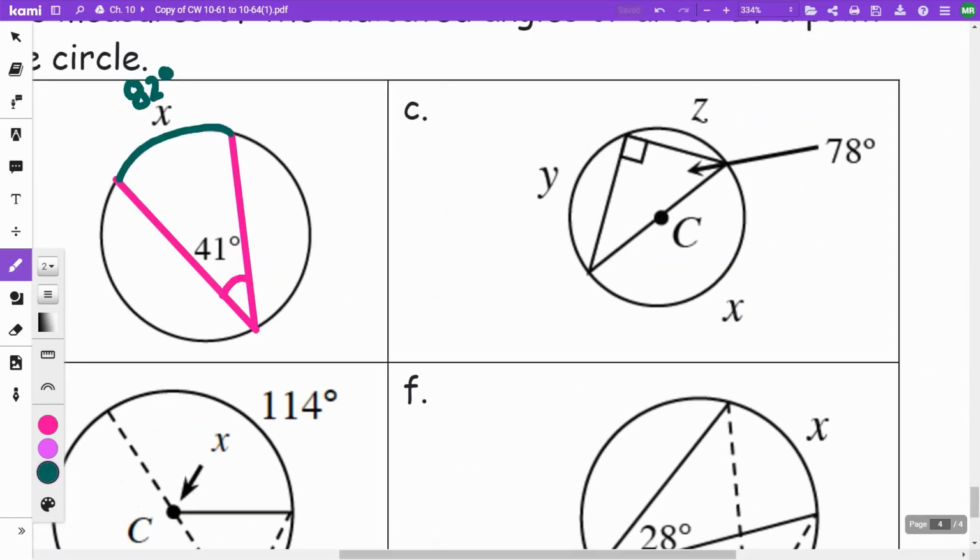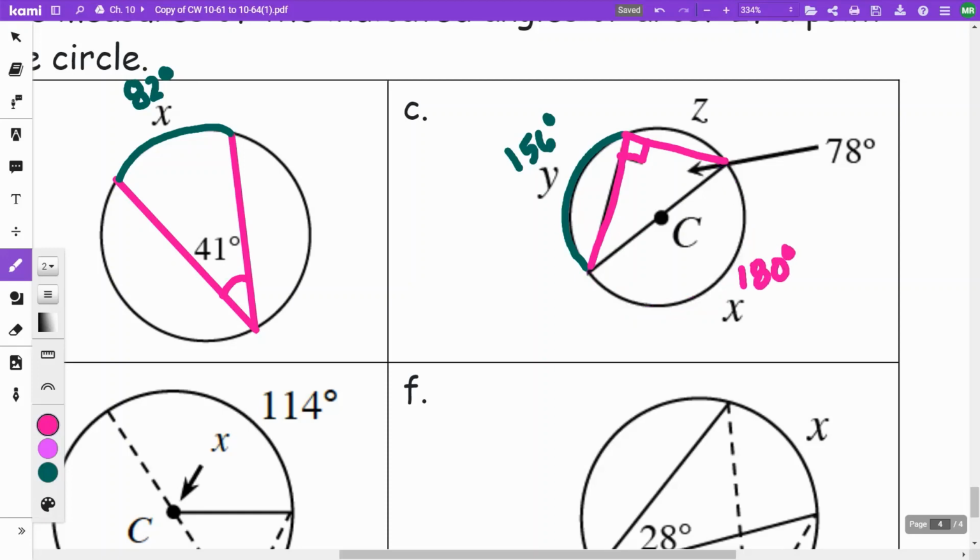Now on C, they want us to find a few different things. So the first thing I'm going to do is look at this angle Y here. This Y is formed by that inscribed angle. That inscribed angle here is 78 degrees. So if the inscribed angle is 78 degrees, the arc that it forms is going to be twice as much, which is going to be 156 degrees. Now, this is an inscribed angle that is 90 degrees, and that is forming this arc here. This arc, which is X, is going to be double 90 degrees, which is going to be 180 degrees.